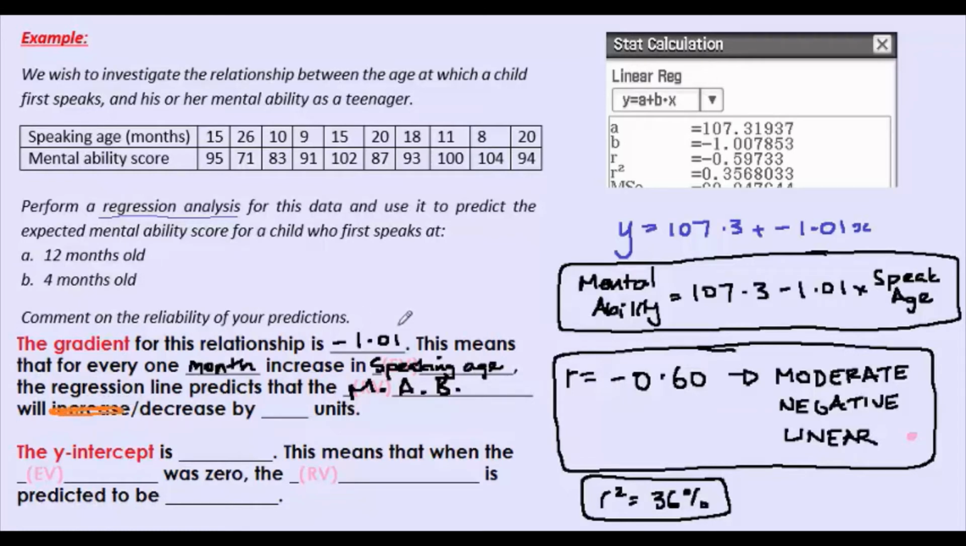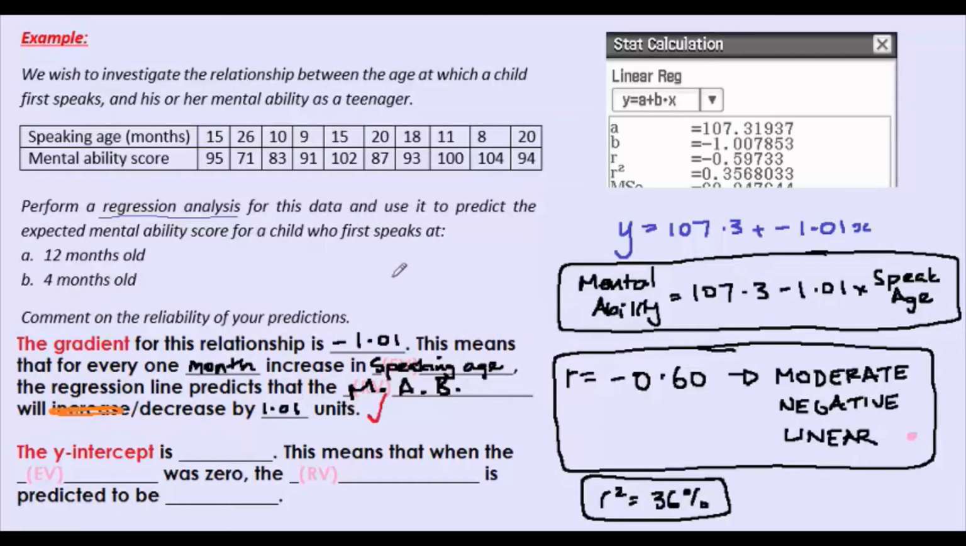So it means that for every increase of 1 in my speaking age, the mental ability score will decrease by 1.01 units. And that's going to get a big tick from the examiner.